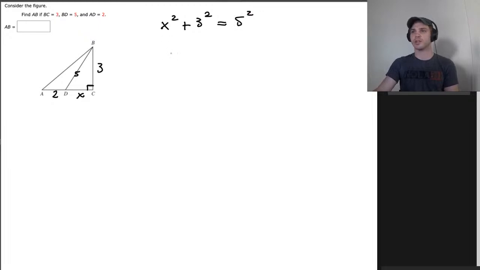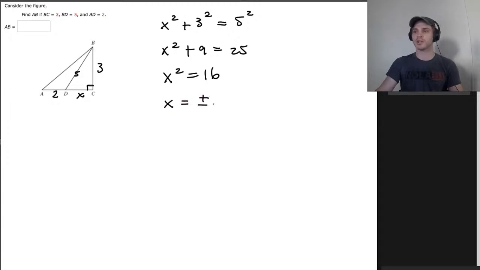And so we can just quickly solve for x squared. Let's go: x squared. 3 squared is 9, and 5 squared is 25. Then we subtract 9 from both sides, and we get 16. All right, so we take the square root of both sides. Now here we want to get plus or minus the square root of 16. We always have to remember to do the plus or minus when we take a square root. This is equal to plus or minus 4.